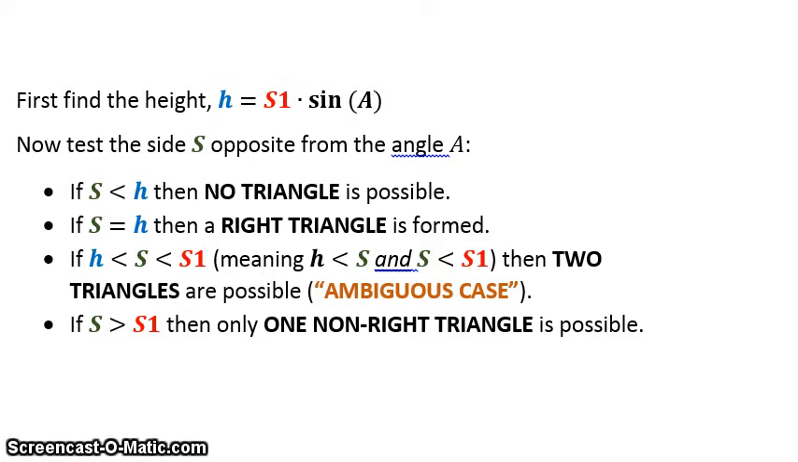If the first side s is shorter than the height of the triangle, then no triangle is possible. If s is equal to the height, then you have a right triangle. If h is less than s and s is less than s1, in other words, if s is between the length of the height and the length of s1, this is the ambiguous case, and you have a possibility of two different triangles. And finally, if s, the first side opposite from the angle A, is greater than the second side s1, then you have only one triangle, which is not a right triangle.